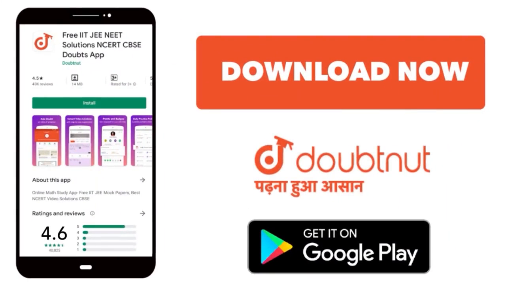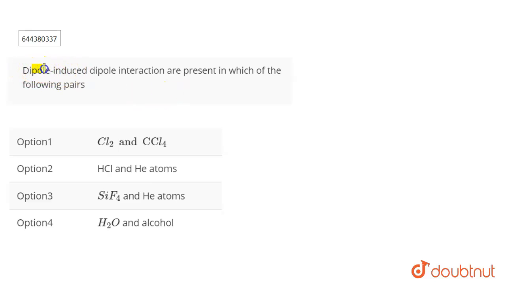Download Doubtnut app today. The question is, the dipole-induced dipole interactions are present in which of the following pairs? So dipole-induced dipole interactions are basically a type of van der Waals interactions only. They are weak interactions, or you can say temporary interactions.